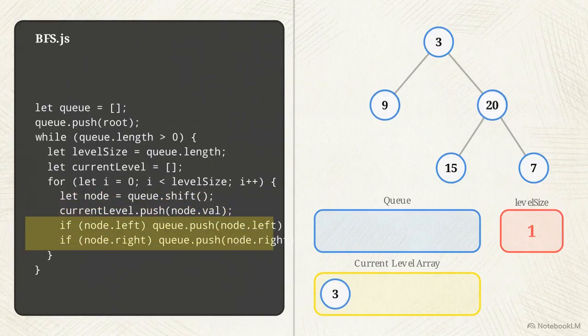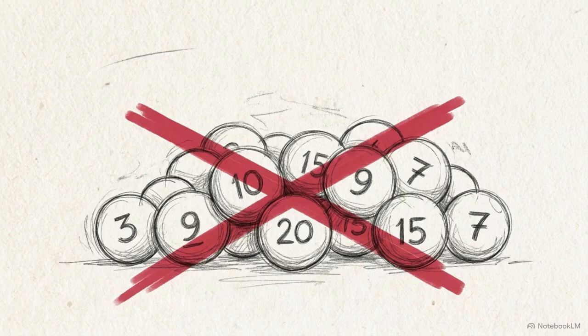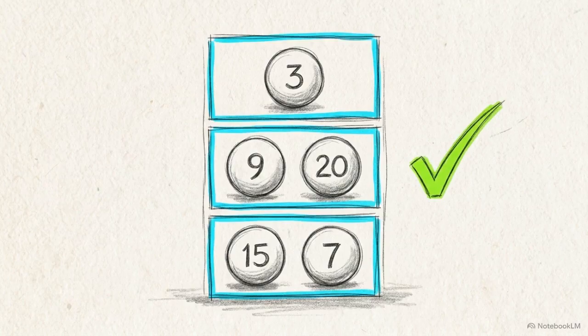It pops the 3 out of the queue, saves it to our current level array, and pushes its left and right children, the 9 and 20, to the back of the line. Capturing that queue length snapshot before the inner loop starts prevents all the nodes from blending into one flat list. It ensures each level gets neatly packed into its own nested array.